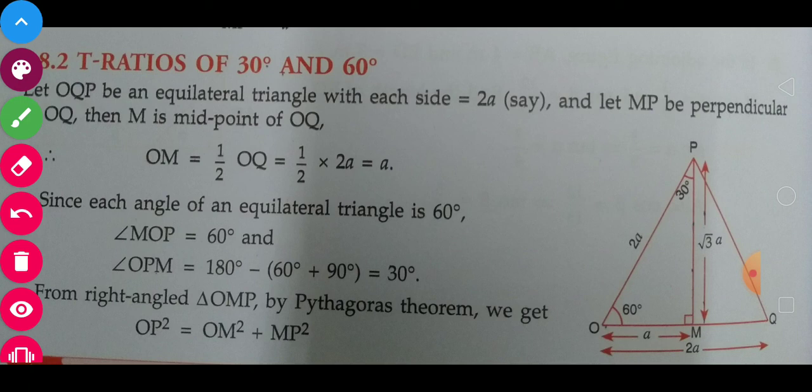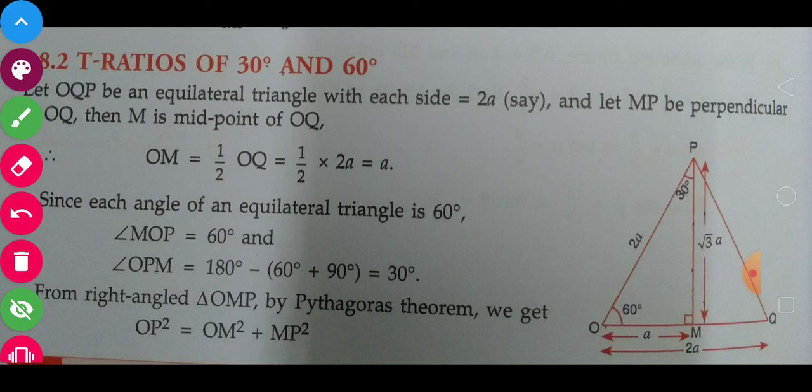Suppose I have an equilateral triangle. That equilateral triangle is POQ. That is my equilateral triangle. So in an equilateral triangle, all the sides are equal, all the angles are 60 degrees, right? So all the angles, angle P, angle O, angle Q are 60 degrees.